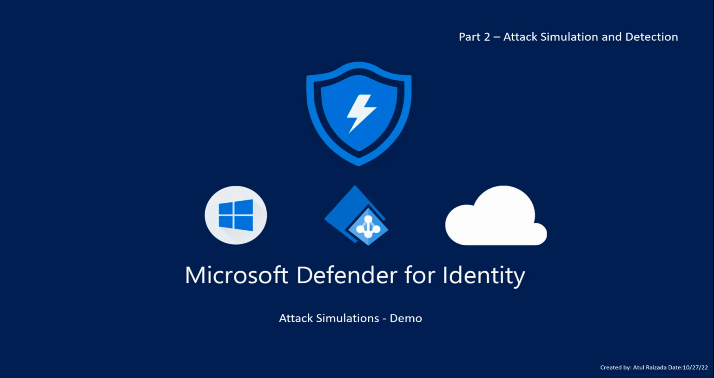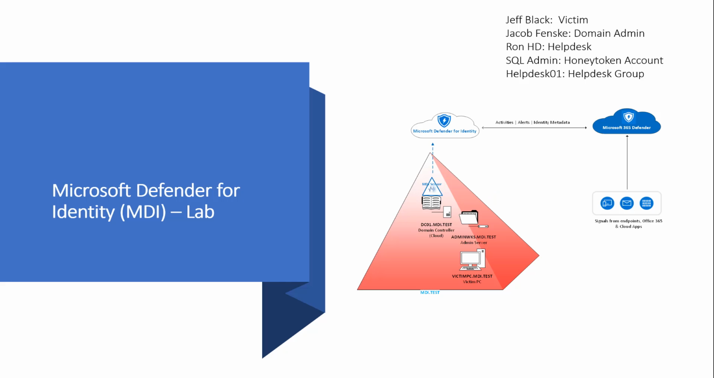We'll start with our lab setup first. Let me show you what my lab is. I built this lab in Azure. I have a single domain AD forest called MDI test. Within this domain, I have three devices. One of them is a domain controller, which is DC01. Second is my admin workstation, which is actually a server, admin WKS. And the third machine is the victim PC, which is a Windows 11 machine.